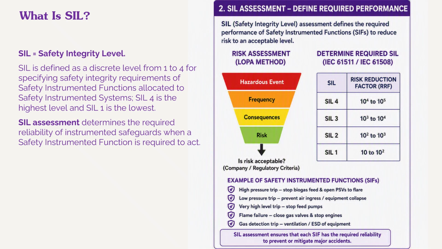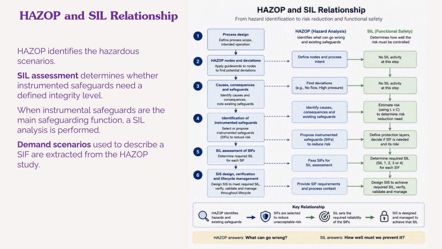SIL levels range from SIL 1 to SIL 4, with SIL 4 representing the highest level of integrity and the lowest probability of failure on demand. The purpose of a SIL assessment is to determine how dependable an instrumented safeguard must be in order to achieve an acceptable level of risk reduction. In practice, most biogas applications involve SIL 1 or SIL 2 requirements, although the final determination depends entirely on the assessed risk.